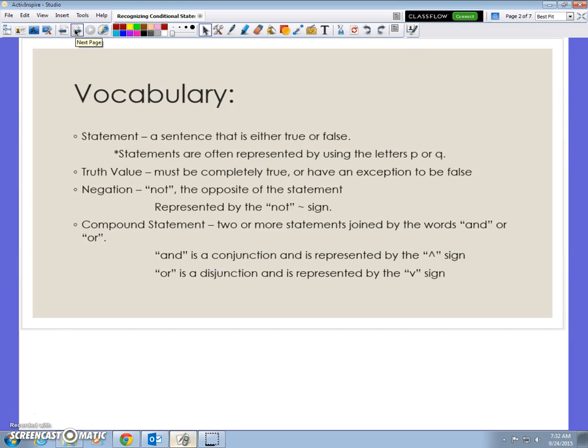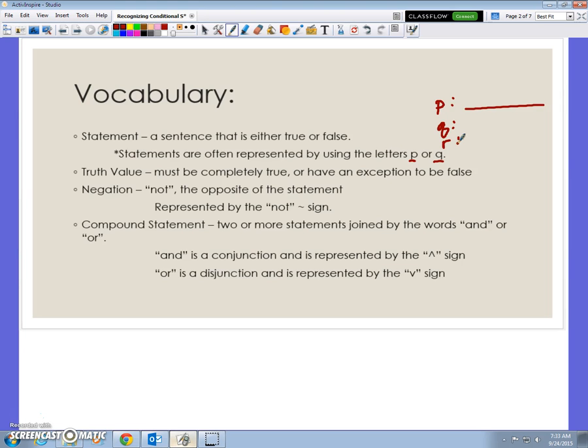So just to make sure everybody's on the same page, let's do some vocabulary real quick. A statement is just a sentence, and it is either true or false. It can't be true sometimes. The statement must be either true or false, not just once in a while. Statements are often represented by using the letters p or q, and it's always lowercase. So if I said p, my name is Andy, that would be considered a statement, or q could be another statement, or r could be another statement. Each is a unique statement, and they're all labeled as such.